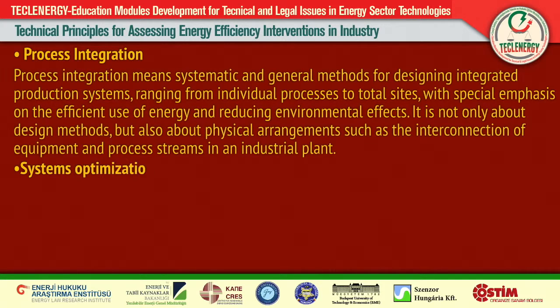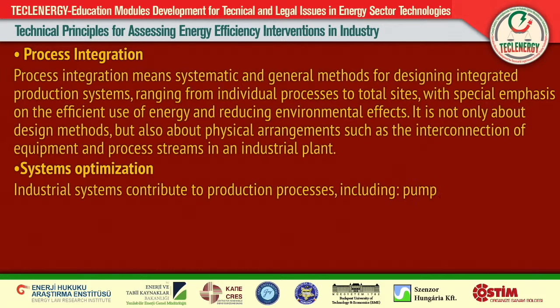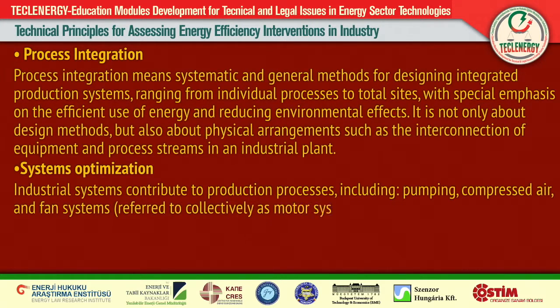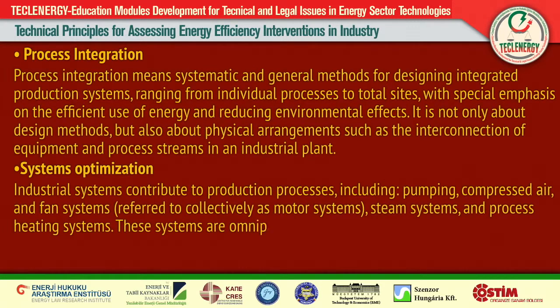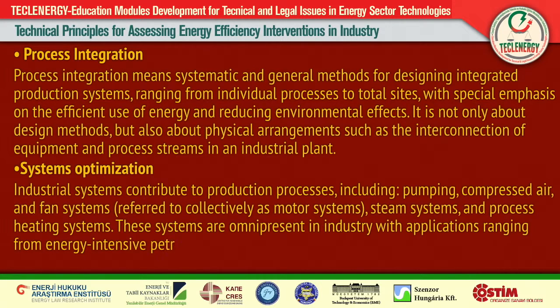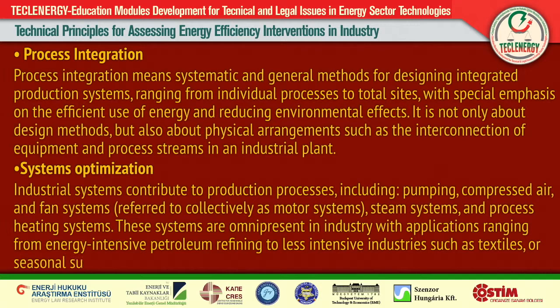Systems optimization. Industrial systems contribute to production processes, including pumping, compressed air, and fan systems, referred to collectively as motor systems, steam systems, and process heating systems. These systems are omnipresent in industry, with applications ranging from energy-intensive petroleum refining to less intensive industries such as textiles or seasonal ones such as food processing.